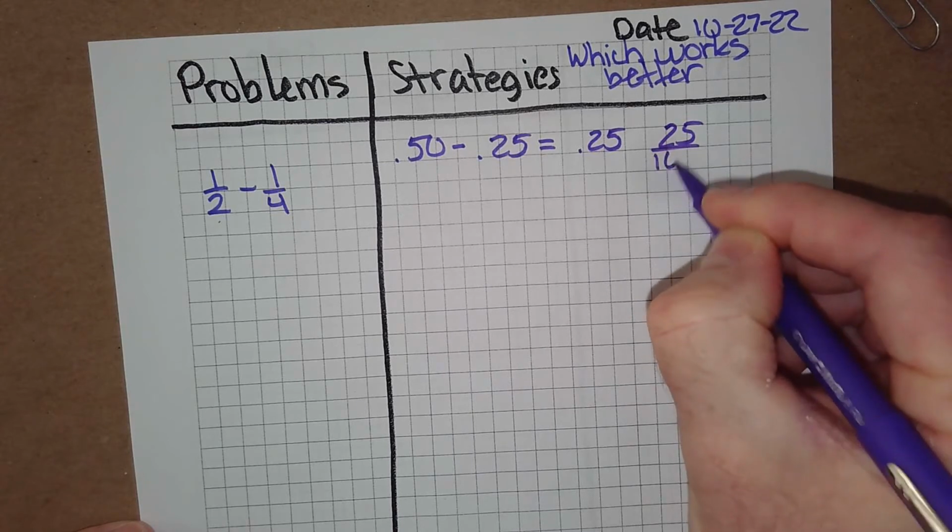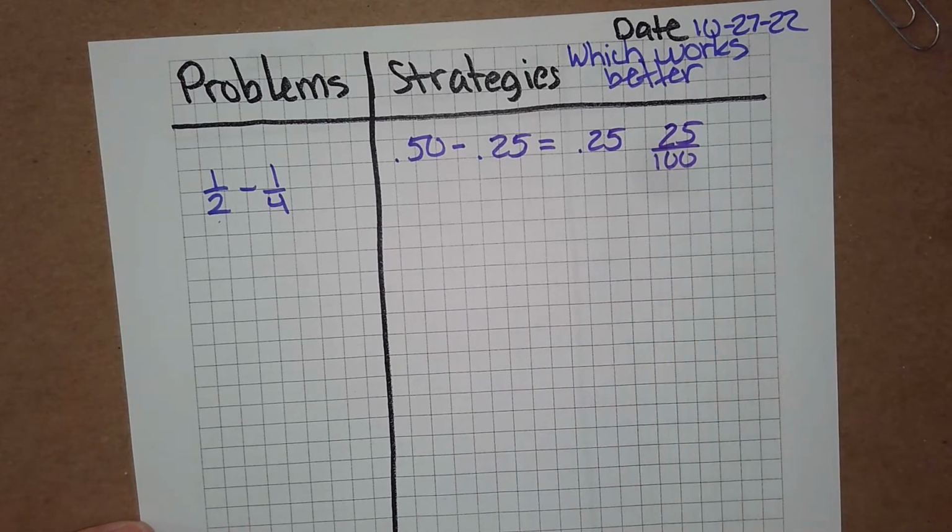25 hundredths. And then we're not leaving it that way. What fits into 25 that also fits into 100? Yeah, but that's not very big. We want the greatest common factor. Nope, she just said that. The greatest common factor.